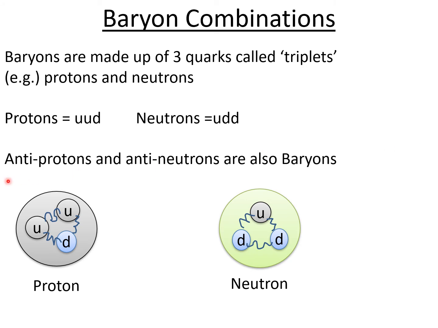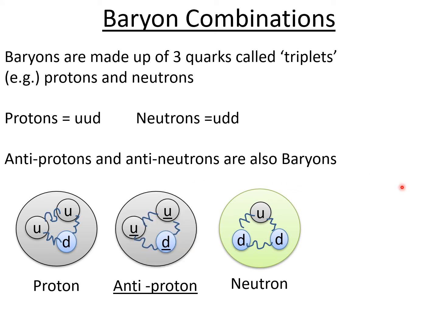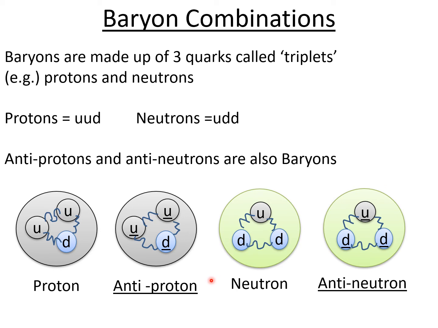Now remember, we also have antimatter versions of these, so antiprotons and antineutrons are also baryons because they are also made up of three antiquarks. And you can see it's anti-up, anti-up, anti-down, anti-up, anti-down, anti-down. And I've switched my notation now to be underneath it, but that's still okay.